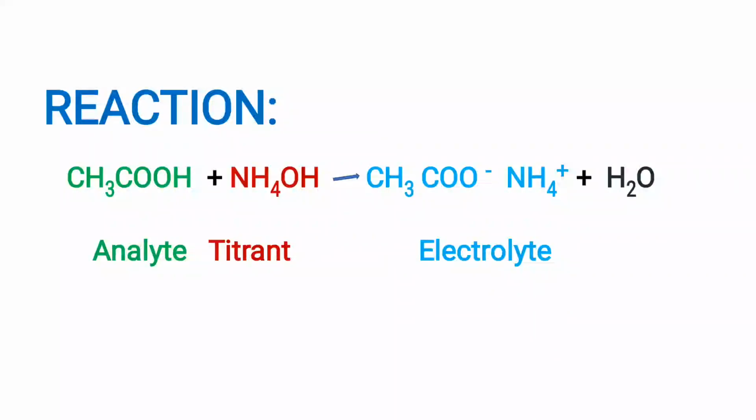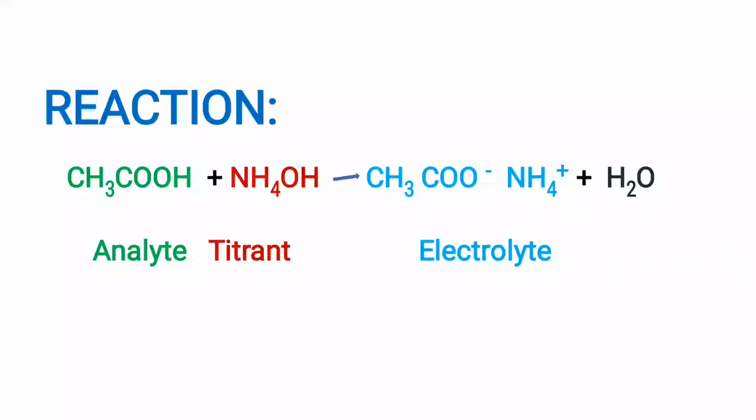Both are weak. They do not dissociate into ions, so they cannot be represented as ions. When ammonium hydroxide is added to acetic acid, it forms ammonium acetate, which dissociates better than acetic acid, so it is represented as ions. Before starting the titration, we have only acetic acid. It does not dissociate easily, so the conductance is low.